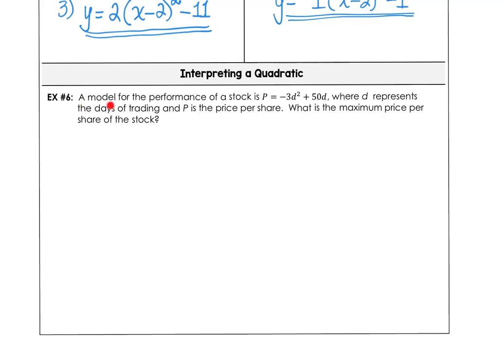For example 6, we want a model for the performance of a stock, given as p equals negative 3d squared plus 50d. D represents the days of trading, and p is the price per share. We want to know what is the maximum price per share of the stock. So this sounds to me like we need to find the vertex, and the y-coordinate is going to be our maximum. So we need the vertex. This is our goal. We need the vertex y-coordinate, because our parabola is opening downward, and then we would have the maximum if we knew what the y-coordinate was.